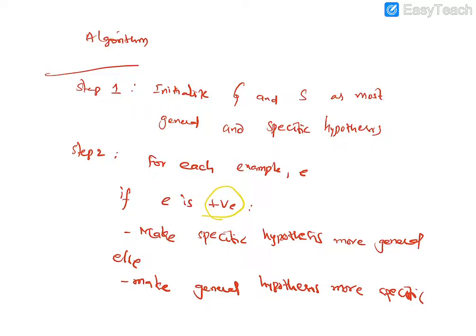So we have to make the specific hypothesis more general. If you are going to deal with a negative, then make the general hypothesis more specific. So this is the candidate elimination algorithm. If you discuss an example, then it is easy for you to understand the concept.